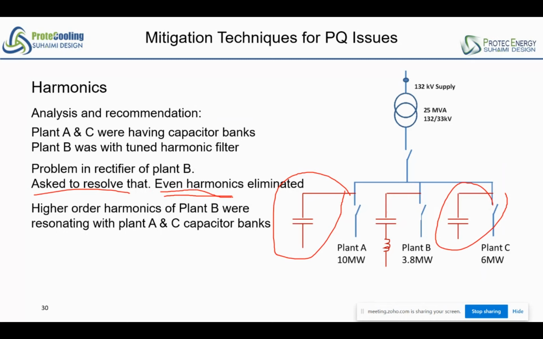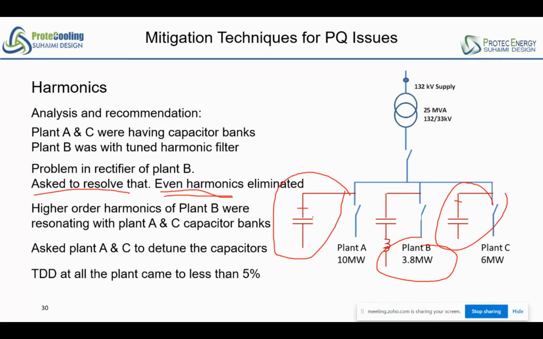Then higher order harmonics of plant B were resonating with the capacitor banks of plant C and plant A. So we asked plants A and C to detune the capacitor banks. They did the detuning on the capacitor banks, and after that, all these harmonic issues were resolved.